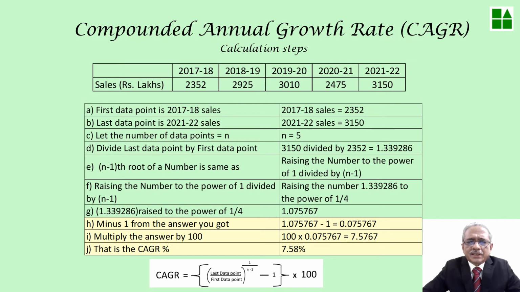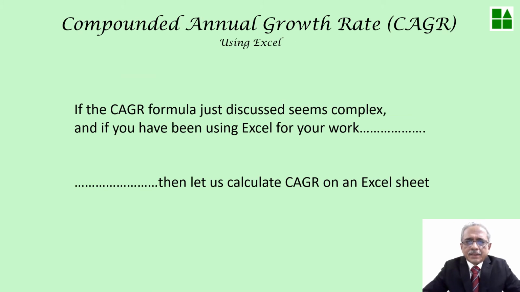You could show the answer in 2 decimal places, so you get CAGR equals 7.58%. This is the normal way in which CAGR can be calculated. If this formula seems complex, and if you have been using Excel for your work, then let's use an Excel sheet and calculate the CAGR.